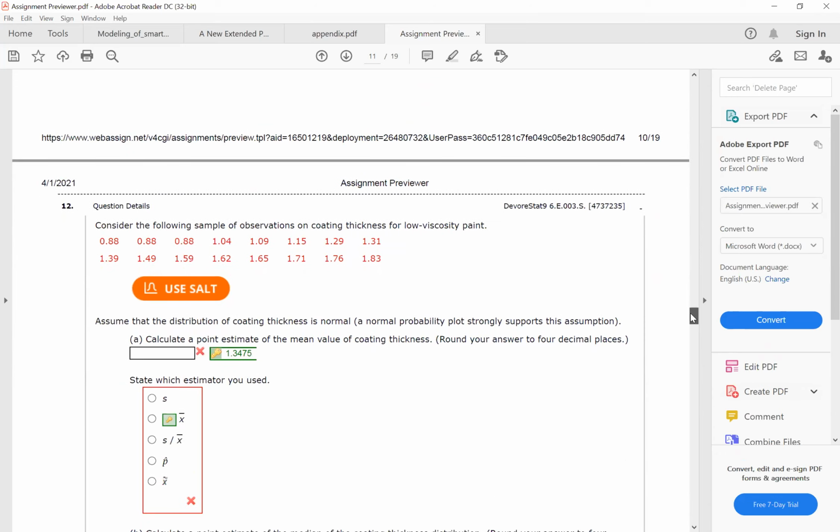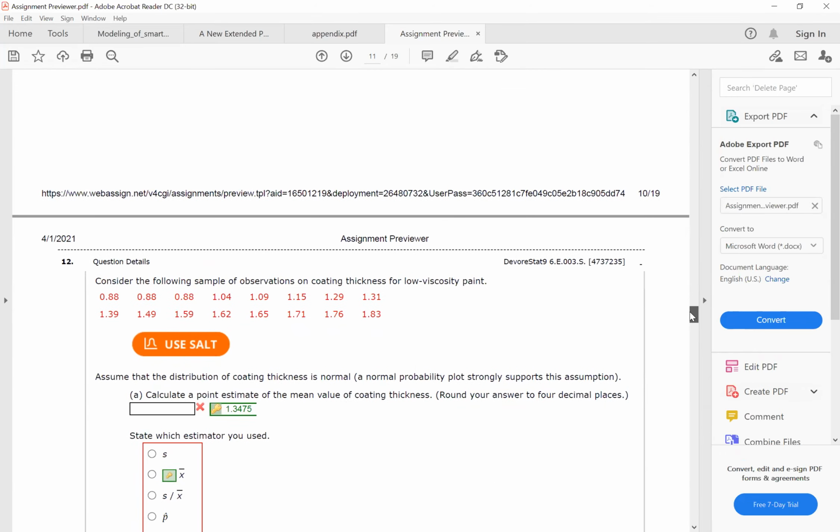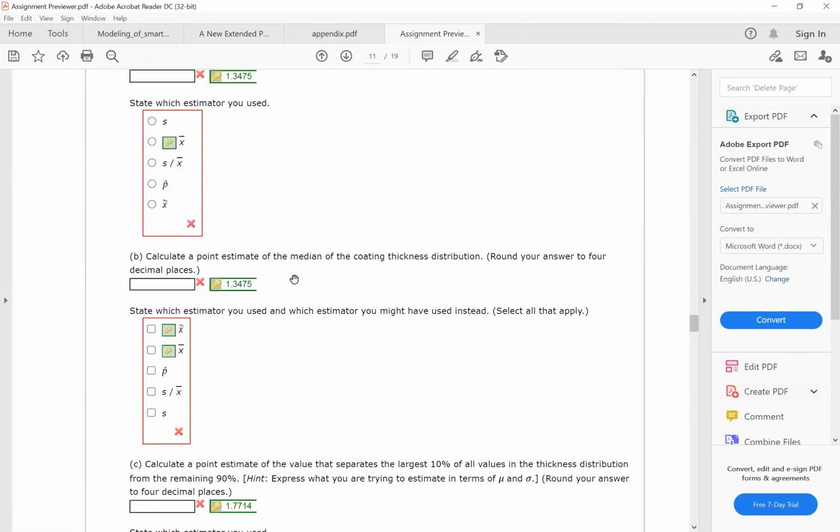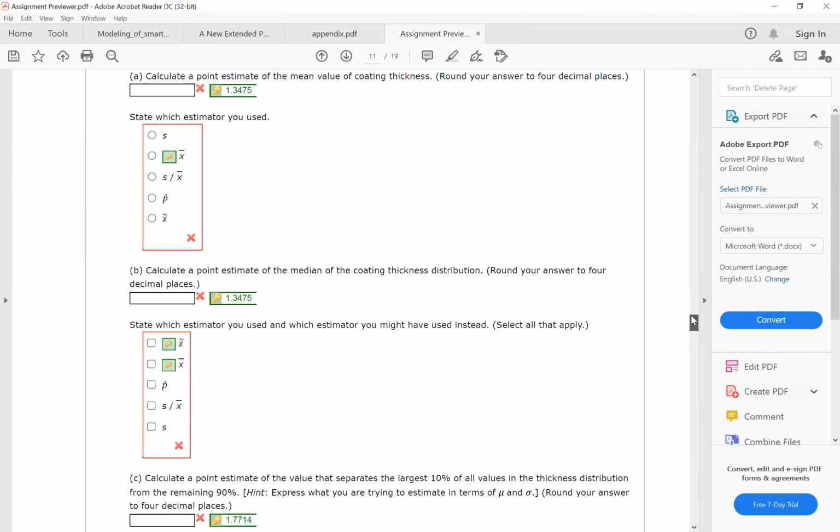Okay, here we have one more problem related to point estimates. Calculate the point estimate for the mean. That is when you calculate X bar, and we use X bar in this case. And calculate the point estimate for the median. That is the sample median, X tilde. If you look at these two numbers, 1.3475 is the mean, and the median is also 1.3475.